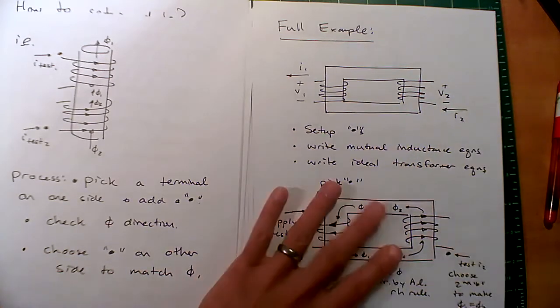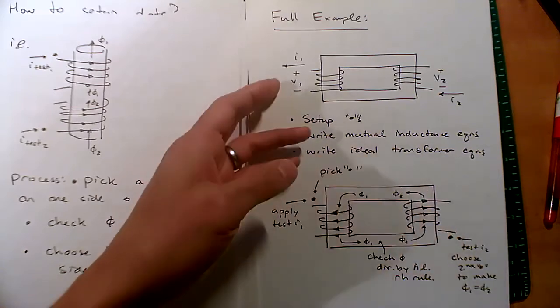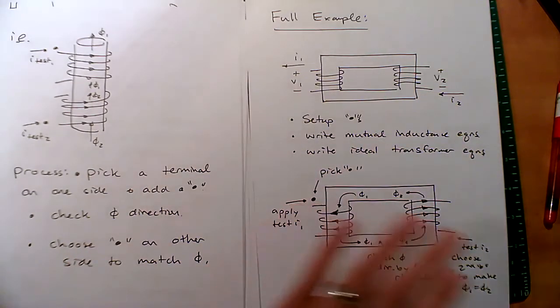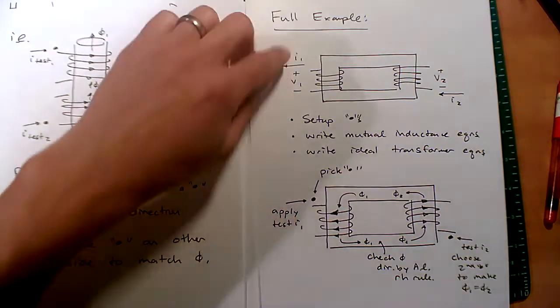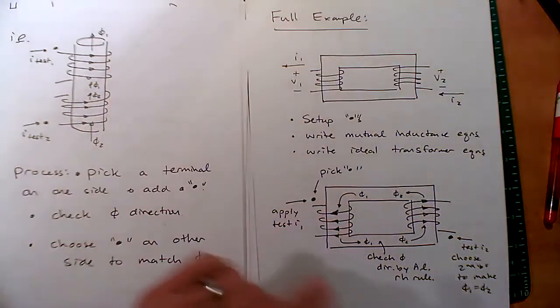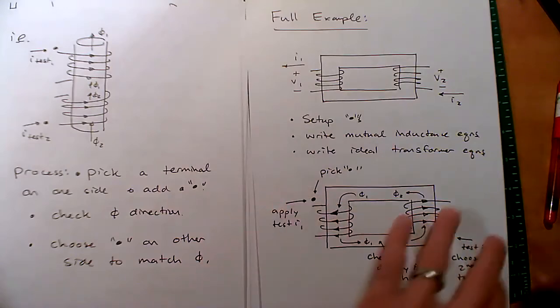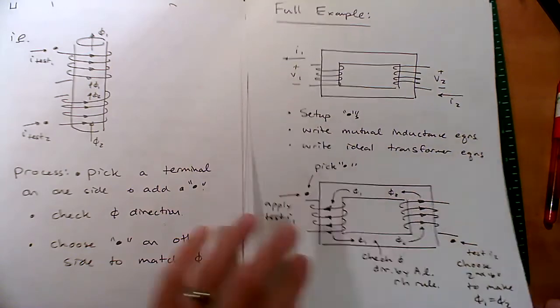Fantastic. Notice though, be very careful. Notice, did I have V1 and I1 or V2 and I2 in the picture when I set up the dots? No, I did not have these currents and voltages in here. I had these test currents, sure, but they were independent of these V1, V2, I1, I2. Okay, well now let's write our mutual inductance equation.